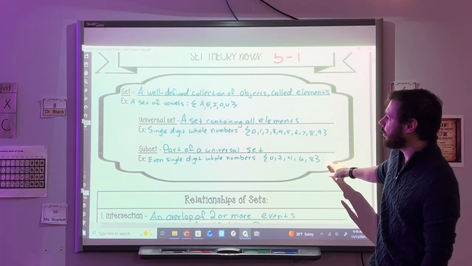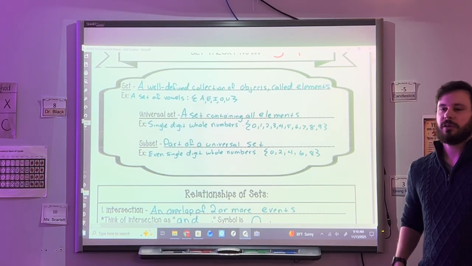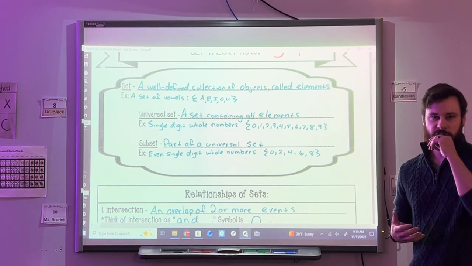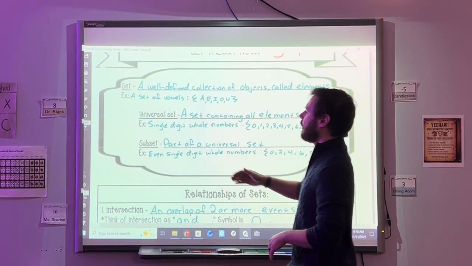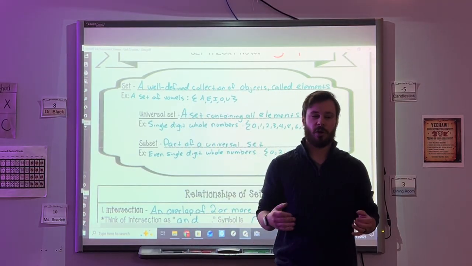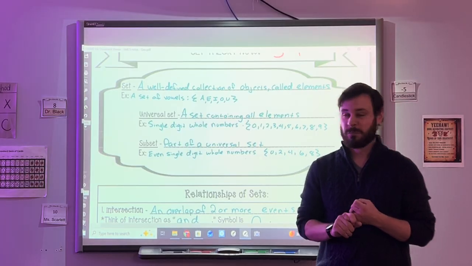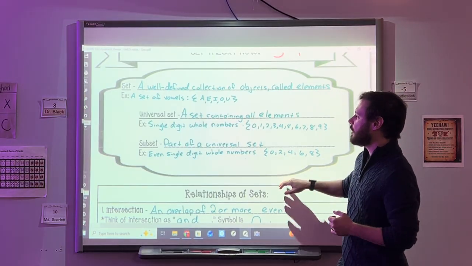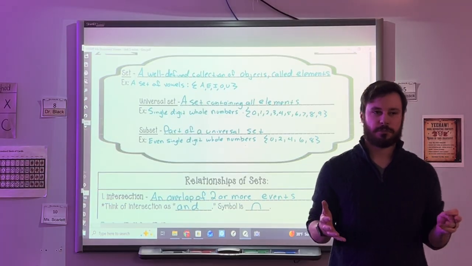So we're going to begin talking about set theory. A set is a well-defined collection of objects. We call them elements. Example here, a set of vowels. We don't want to say just letters. We want to be very specific, and we'll say vowels instead. And then we can say a universal set is a set that contains everything of that element.